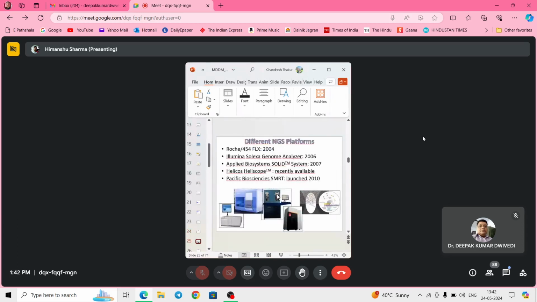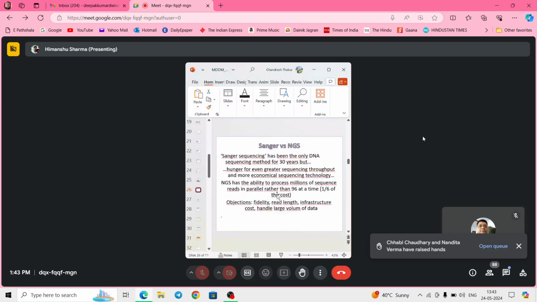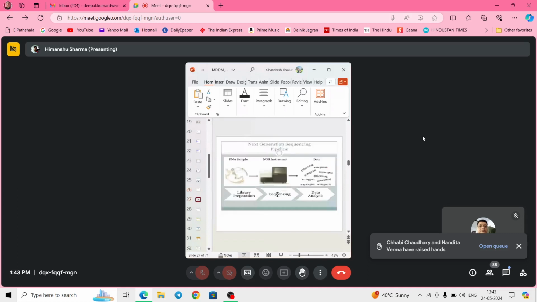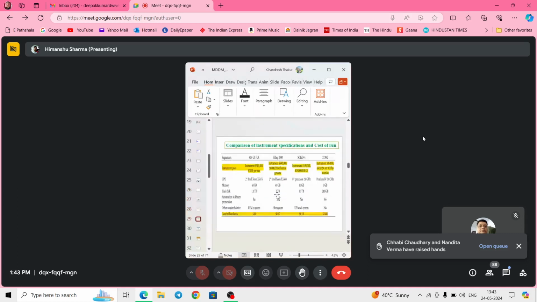There are different sequencers, like Roche, Illumina, and Applied Biosystems, and all these sequencers have their own limitations and advantages. Sanger sequencing was the only DNA sequencing method 30 years ago, but NGS has the ability to process millions of sequences in parallel rather than 96 at that time. So these sequencers have saved our time and funds also.